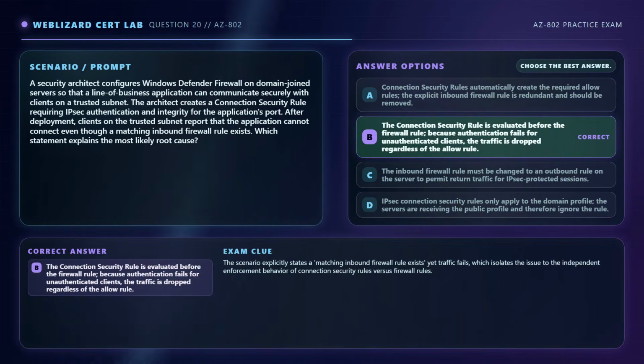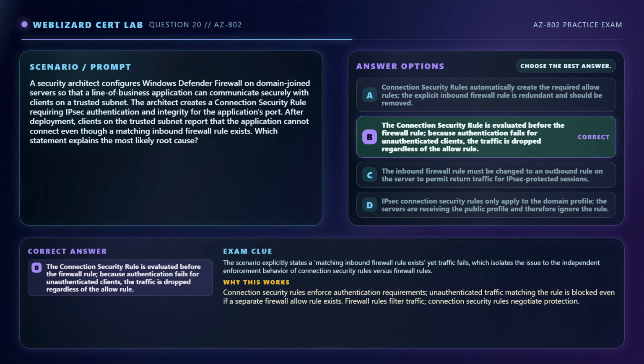The correct answer is B. The connection security rule is evaluated before the firewall rule. Because authentication fails for unauthenticated clients, the traffic is dropped regardless of the allow rule. Connection security rules enforce authentication requirements. Unauthenticated traffic matching the rule is blocked, even if a separate firewall allow rule exists. Firewall rules filter traffic. Connection security rules negotiate protection. The scenario explicitly states a matching inbound firewall rule exists, yet traffic fails, which isolates the issue to the independent enforcement behavior of connection security rules versus firewall rules.